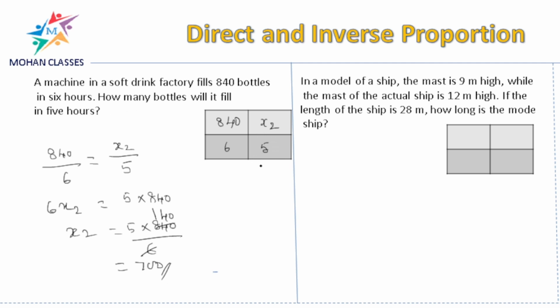Here the time reduced, the quantity of production also reduced. So it is a direct proportion, right? It is in direct proportion.